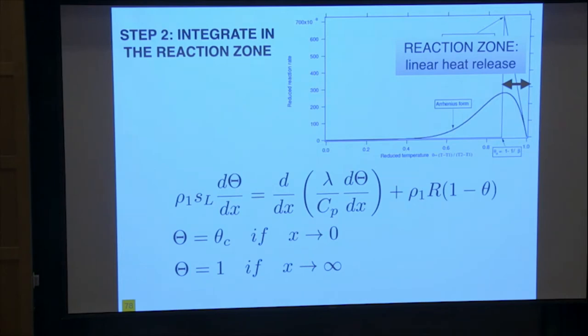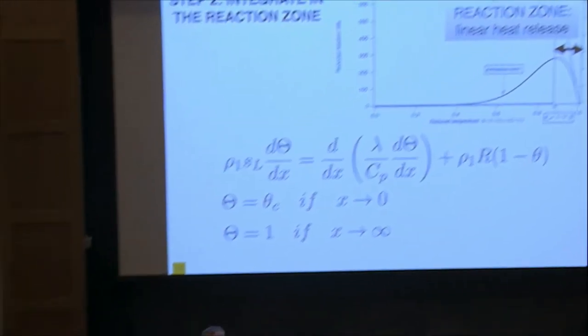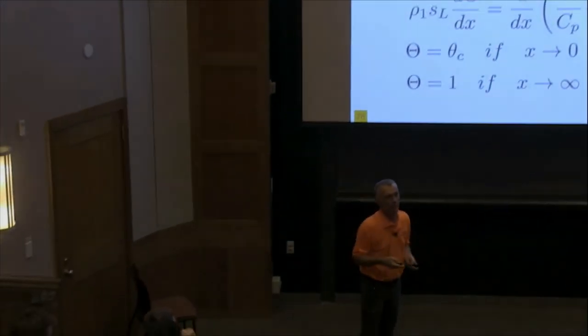Now, let me go into the reaction zone. What do you do in the reaction zone? You have to keep this term. Rho 1 r, 1 minus theta r, is a little bit like your pre-exponential constant. When r is big, it means chemistry is fast. When r is zero, there would be no chemistry.